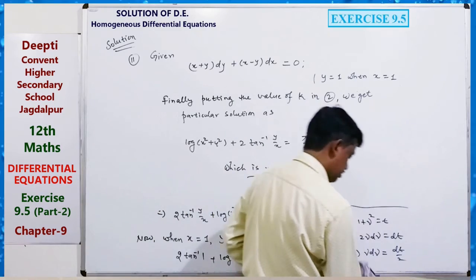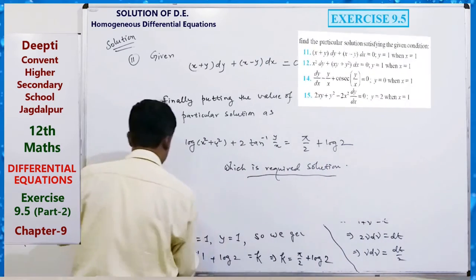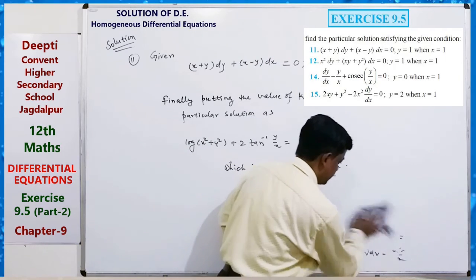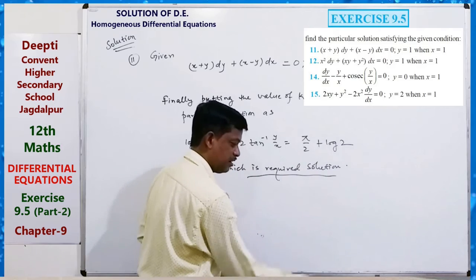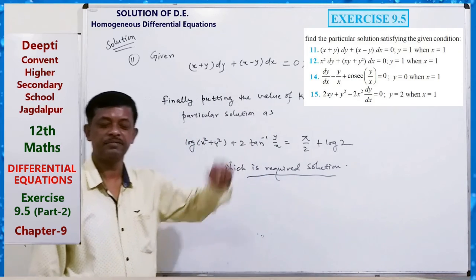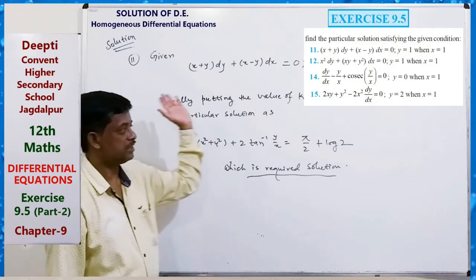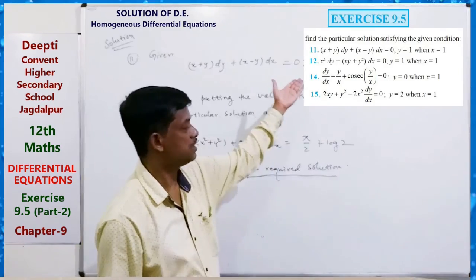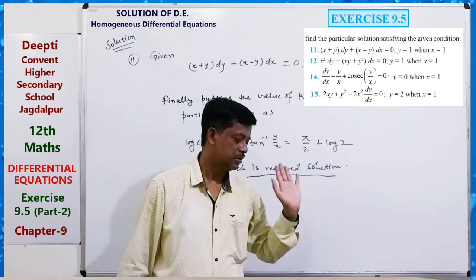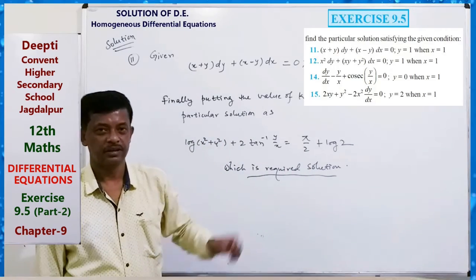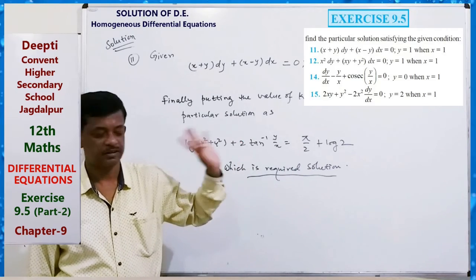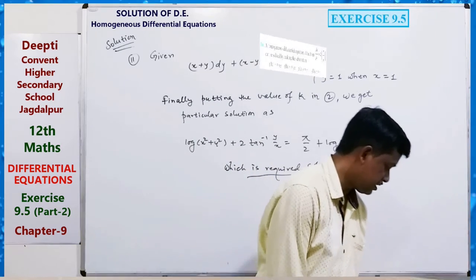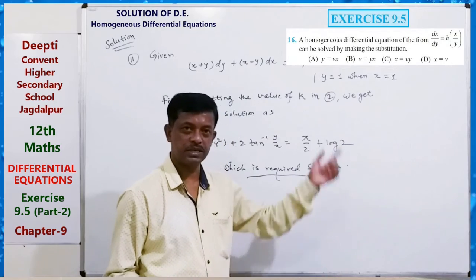Now, if we can see that 12, 13, 14, 15, all are just like y by x format, and using condition you can get the value of constant. So solve from yourself 12, 13, 14 and 15. Okay, and 16 is objective type questions.